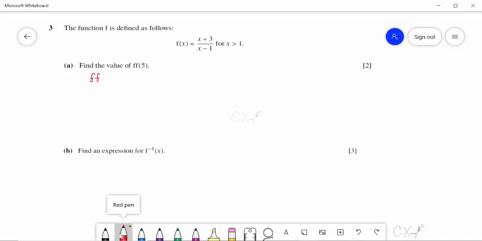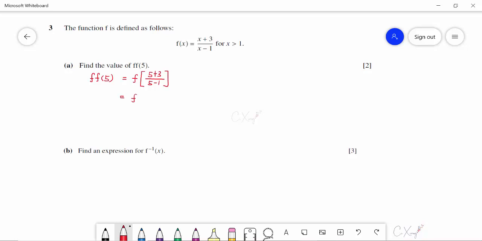The first option is to find the composite function ff first, and only after that substitute the value of 5. But for me, if you straight away substitute the value of 5 throughout the composite process, it will be much easier. So when you have ff(5), you straight away substitute the 5 into the x when you are doing the composite process.